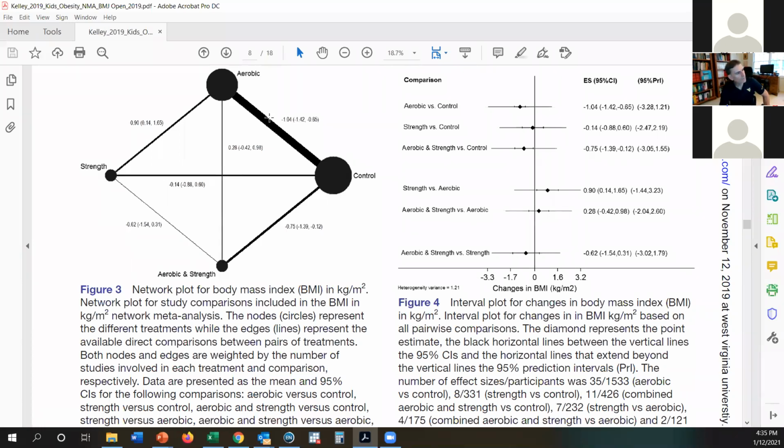So what this line is saying is this is aerobic exercise compared to the control group, and there was a reduction in body mass index of minus 1.04, and a 95% confidence interval of minus 1.42 to minus 0.65.